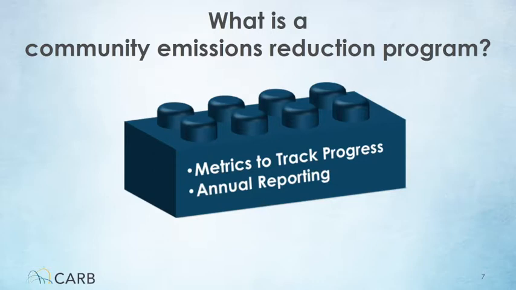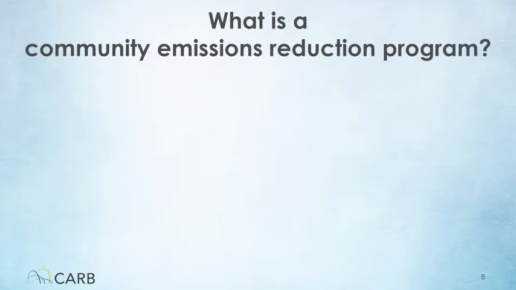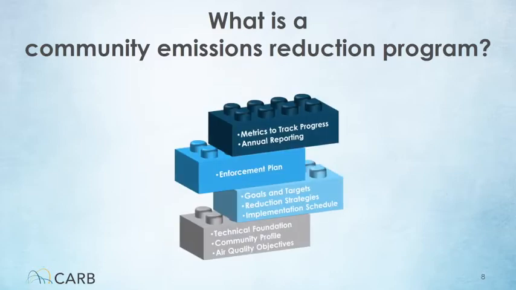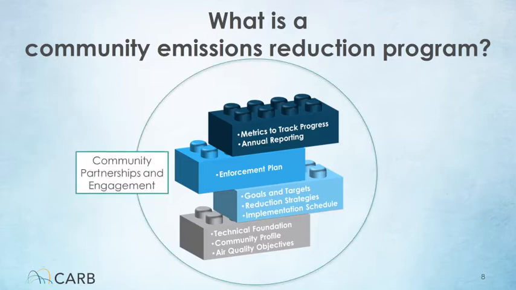Finally, community emission reduction programs include specific metrics to track progress. For example, metrics could be how much emissions have been reduced, how many rules have been adopted, or how many notices of violation have been issued. Districts provide annual reports to keep things on track. These reports include updates on the metrics and other ways to show progress. These interconnected elements combine to build a community emissions reduction program. Surrounding the whole process are strong community partnerships and public engagement to guide development and implementation.